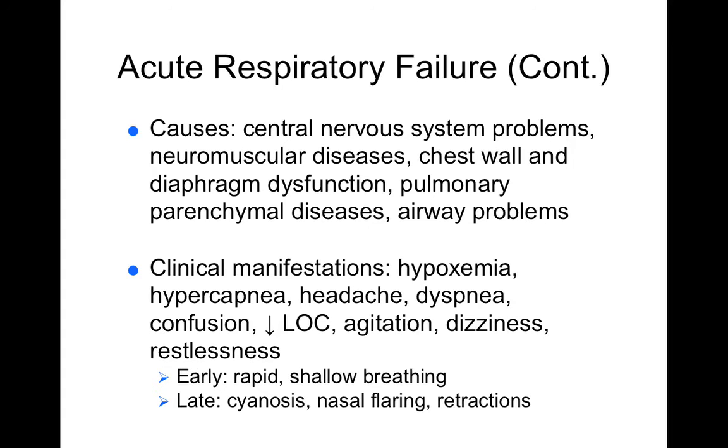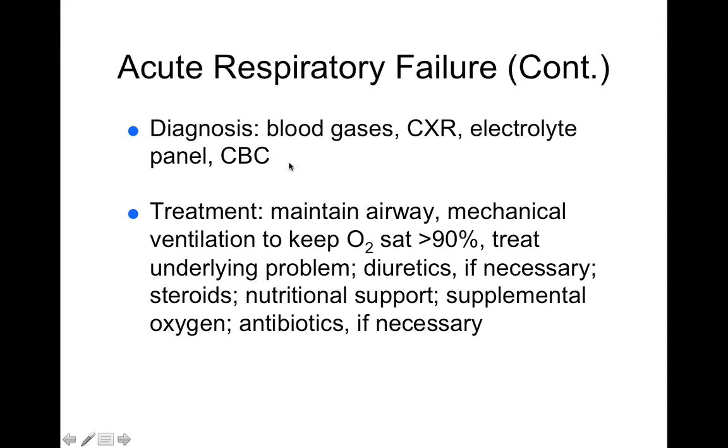When your blood pH becomes more acidic and there's low O2 levels, your brain tissue can't function normally, so you see deficits in cognitive function. Early on, you'll see rapid shallow breathing. Later on with respiratory failure, guys, this can lead to things like cyanosis, nasal flaring, as well as retractions, because you're just sort of struggling to inhale as much as possible. This is diagnosed by blood gases, electrolyte panels, blood counts, that kind of stuff.